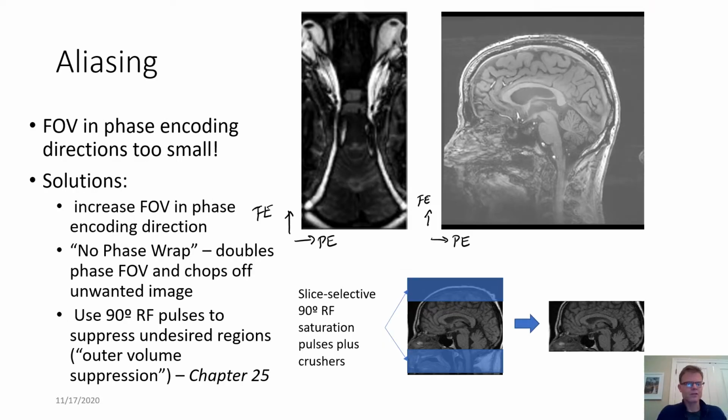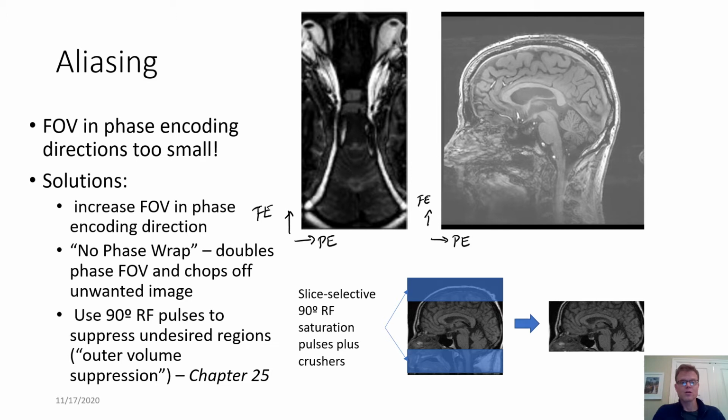This is just a refresher or review on aliasing, but just a reminder that aliasing is going to happen when our phase encoding field of view is too small. I've already annotated on these images which direction are the phase and frequency encoding, as you've seen in the example we did together. And the solution to this type of artifact is to increase the field of view in the phase encoding direction.